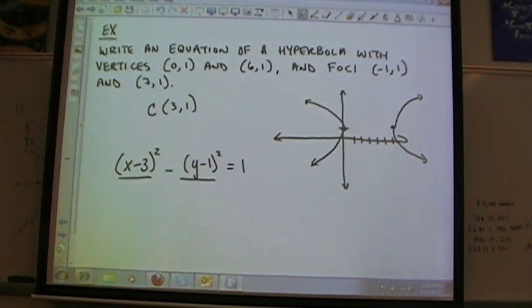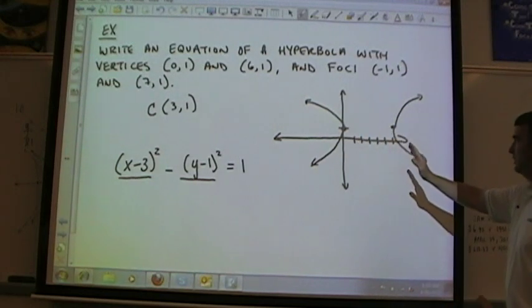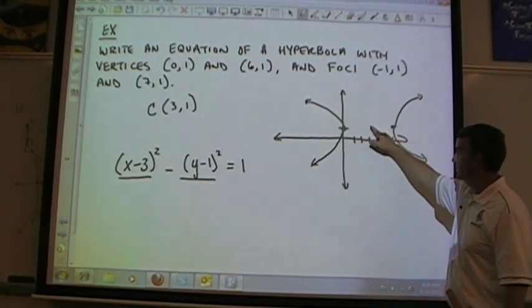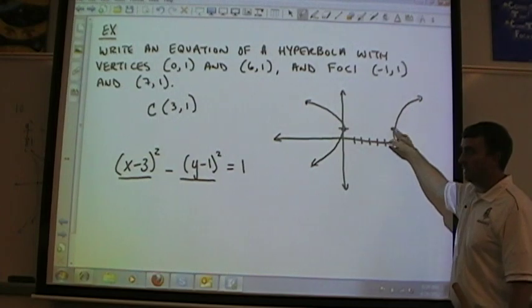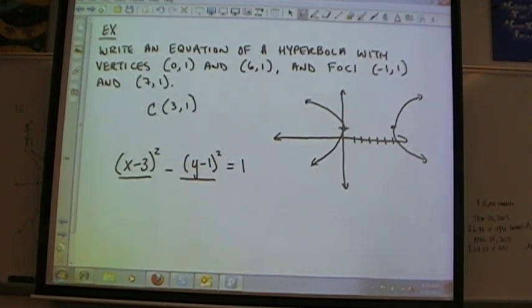So both of these are over something, and I have to figure out what those somethings are. The 3 and the 1, those are for the center, right? Those show you where the center of the hyperbola is. Now along the x-axis, just like we did last night for our box, we wanted to find the distance from the center to the vertex. What's the distance from the center to the vertex? 3. So what does that tell me to put under the x part? 9, because you square it.